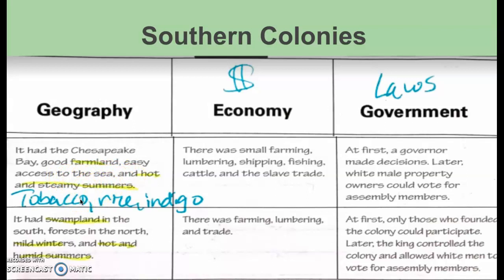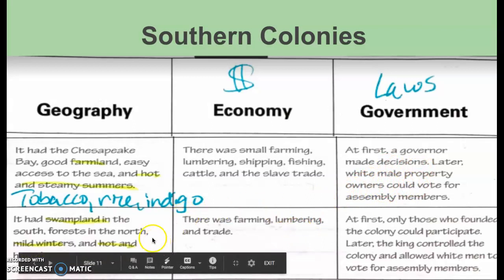This is where your cash crops will be grown: tobacco, rice, indigo. And later on, of course, cotton as that's introduced into the southern colonies. There was small farming in the southern colonies, lumbering, shipping, and fishing. At first, as far as government is concerned, the governor made all the decisions, but later on, white male property owners could vote for assembly members.